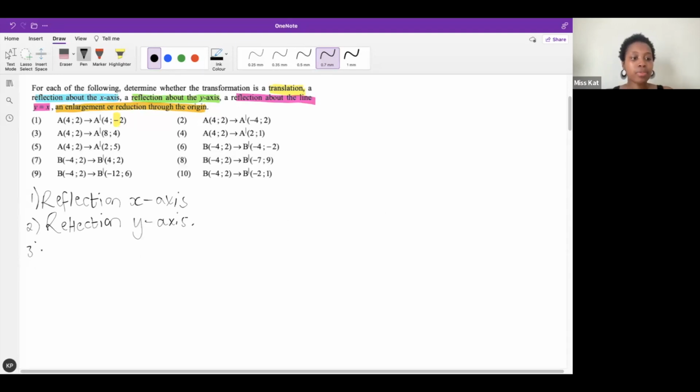Okay, now we're on number three. We went from 4, 2 to 8, 4. What happened with the coordinates there? What do you think happened? There we go. Now we're on a roll. This is an enlargement.